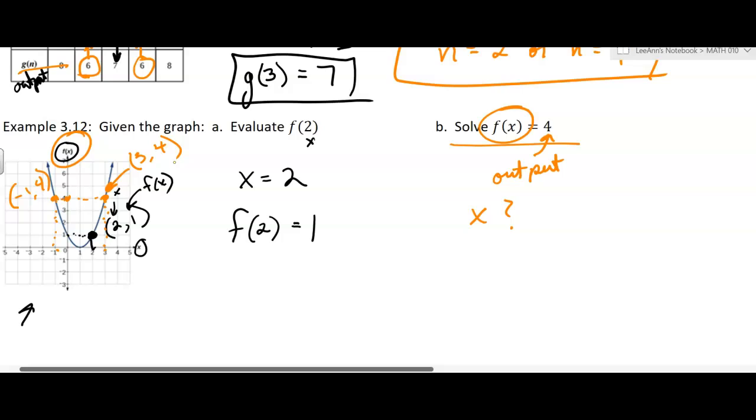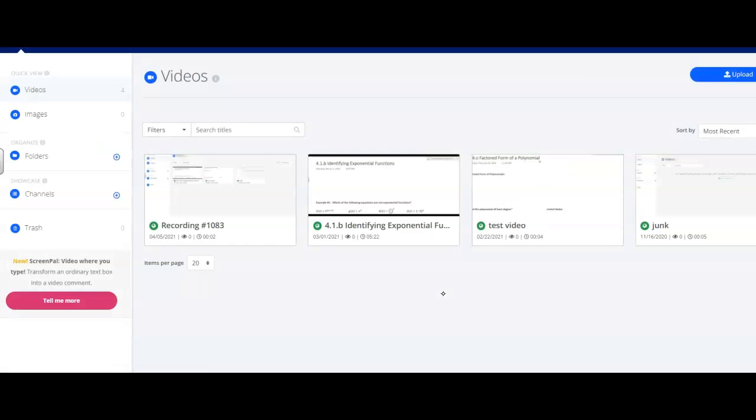So what is x if the output's 4? What's the input if the output is 4? Well, x could be -1, or it could be 3. You don't always get 2 inputs when you have problems like that. It just happens that on our 2 examples they did. Okay, so that's a little bit about tables and graphs.